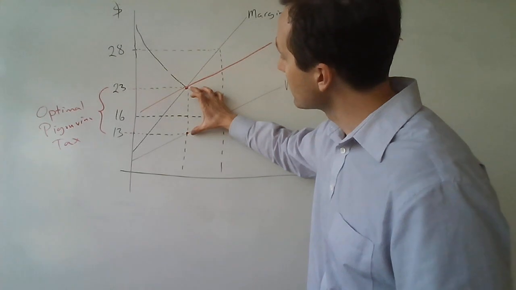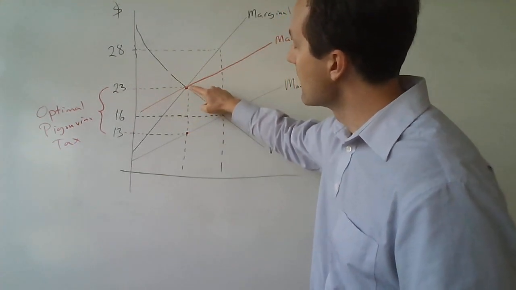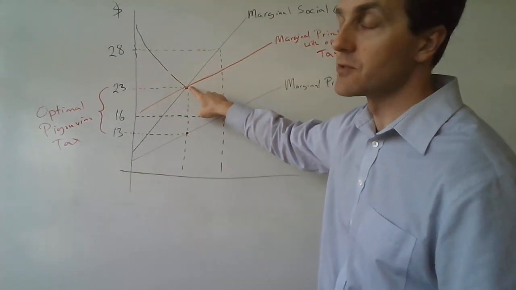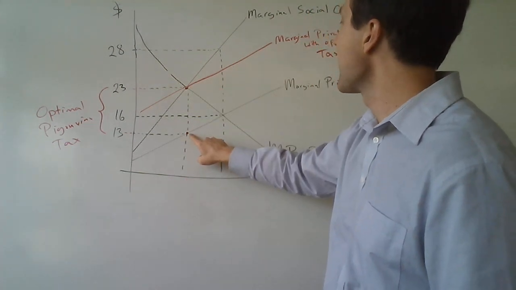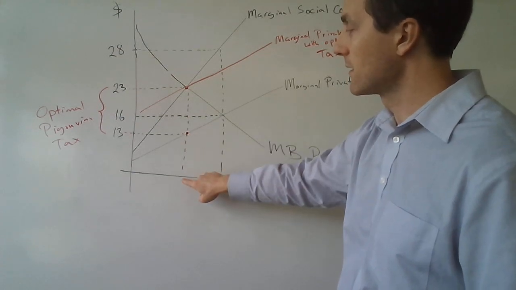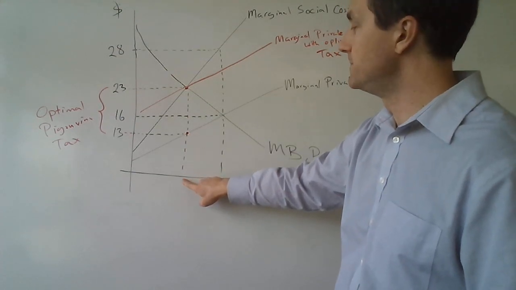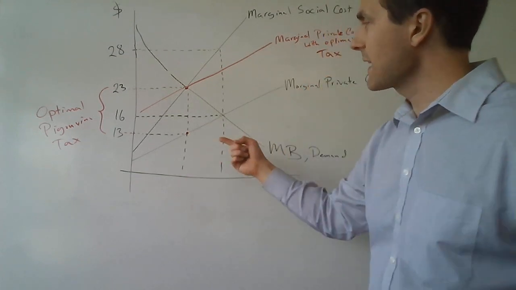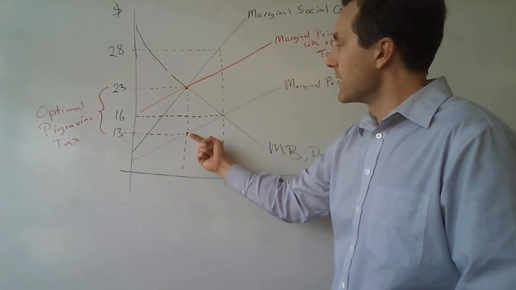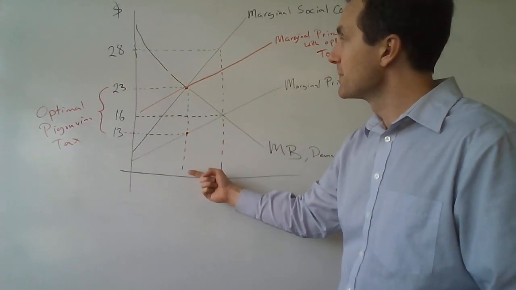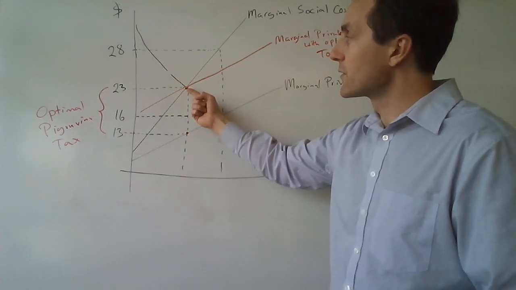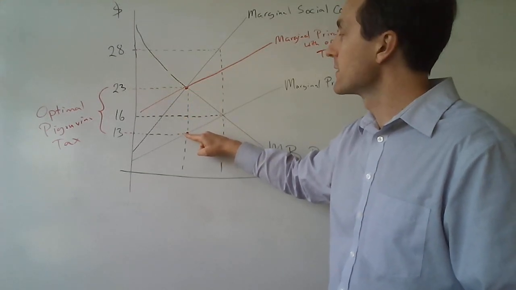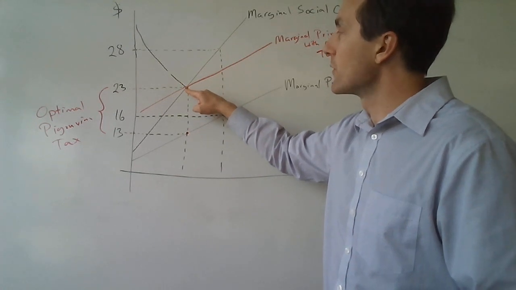And you can see that the vertical distance is given there by the difference between the dollar amount that is the marginal benefit or marginal social cost at the optimal quantity and the private marginal cost at the socially optimal quantity, right? So at the socially optimal quantity, the private marginal cost is 13, but the marginal benefit is 23, and so we want to increase the producer's marginal cost up to that amount, 23.